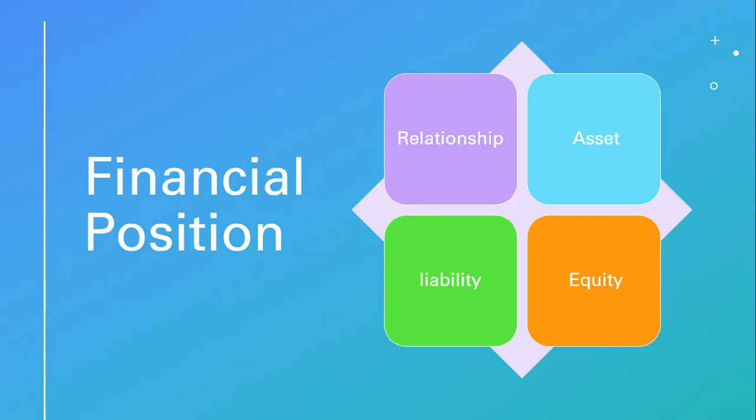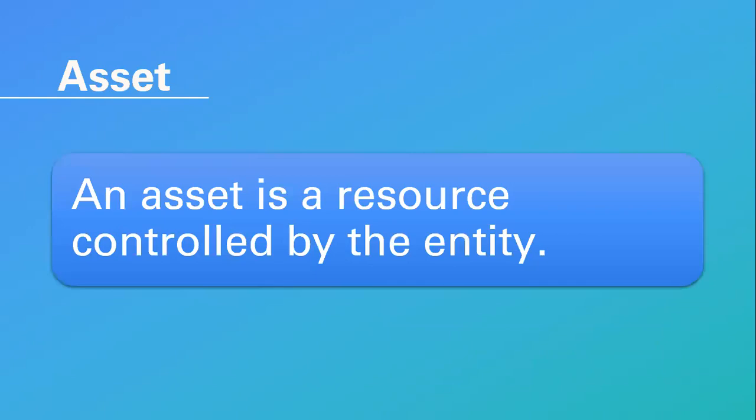We are going to delve a bit more into the details concerning the elements of the financial position. We are going to look at the first one, which is the assets. What then is an asset? An asset is a resource controlled by the entity as a result of past events, and we expect that future economic benefits will flow from these resources into the entity. Such resources controlled by the entity are referred to as assets.